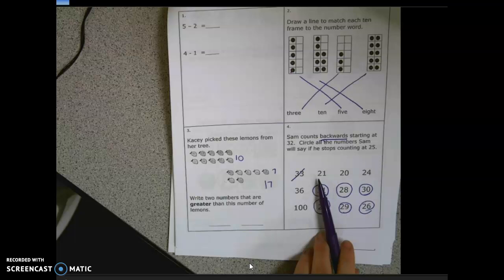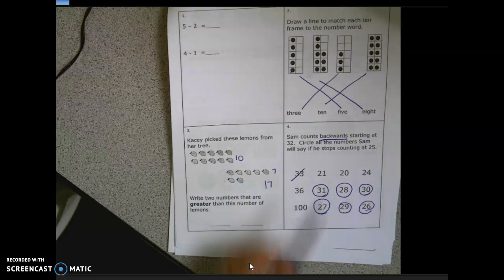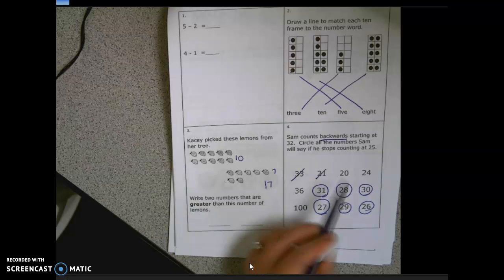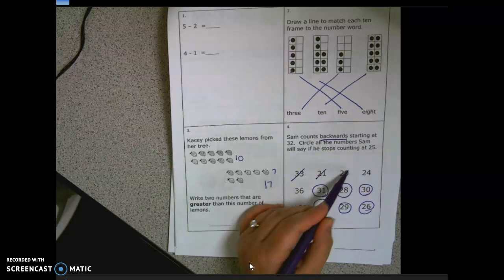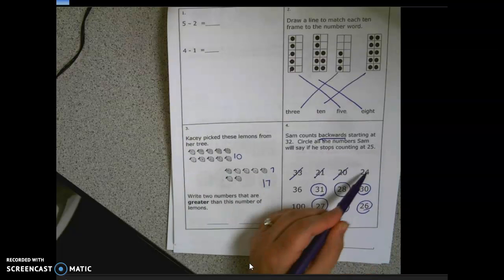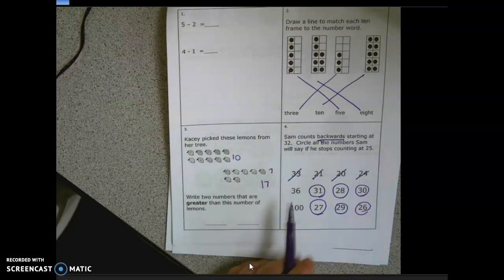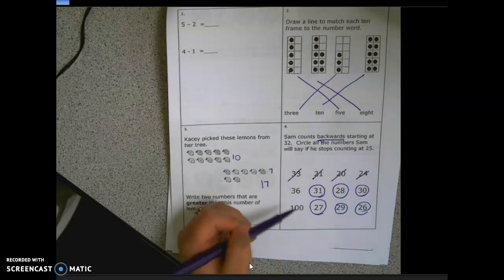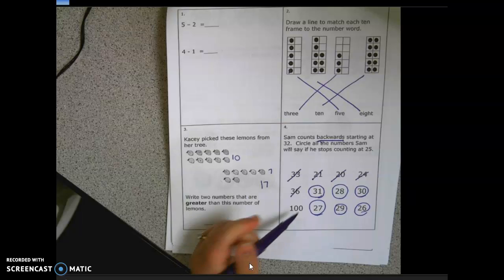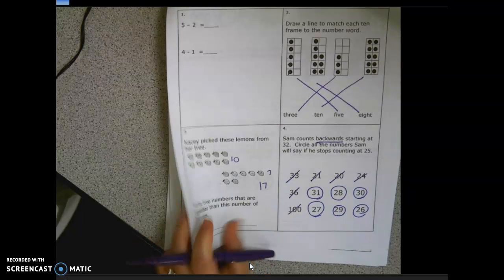So I should not have 33 circled. I should not have 21 circled because that is less than 25. I should not have 20 circled because that is less than 25. I should not have 24 circled because that is less than 25. I should not have 36 circled because that is greater than 32. And I should not have 100 circled because that is greater than 32.